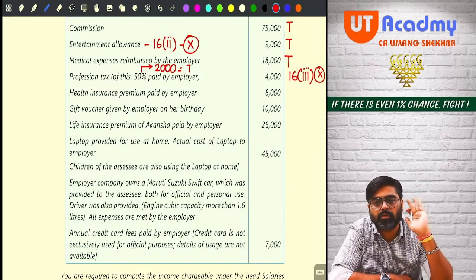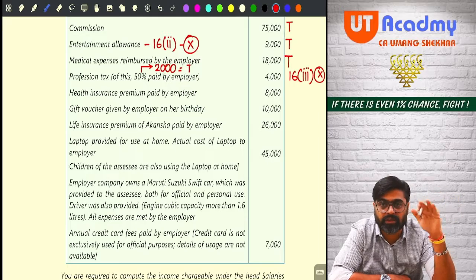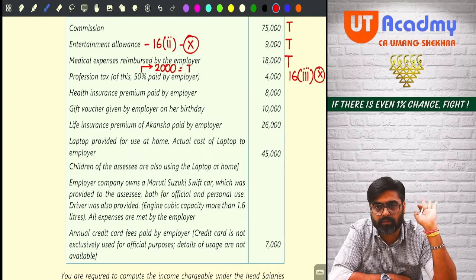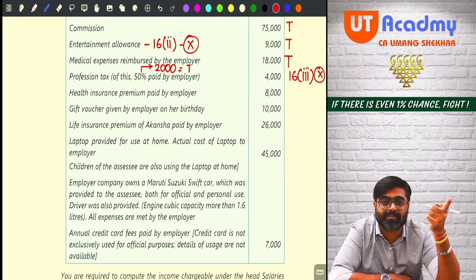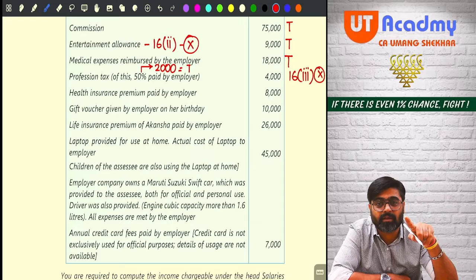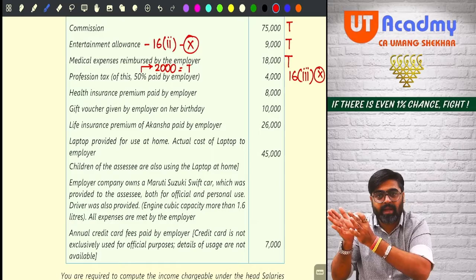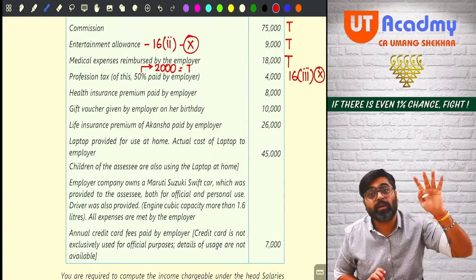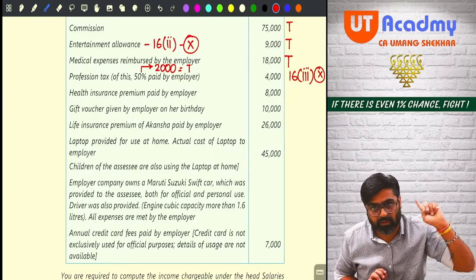What effect? Only 2,000 will be taxable. That's it. So for that 4,000 which you would get as a deduction under 16 clause 3, that will not be available because you are following 115BAC. Understanding? But at your home, when you will be solving this question, assuming that she is not following 115BAC, then 2,000 will be taxable and you will take the deduction also under 16 clause 3 amounting to full 4,000. Getting my point? That time you will take 4,000.